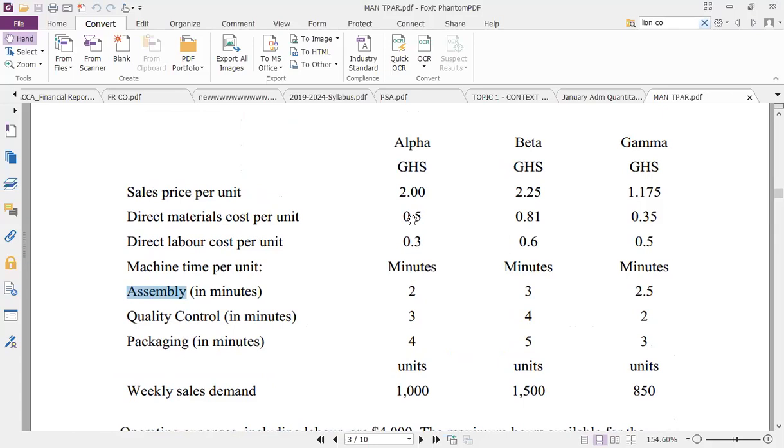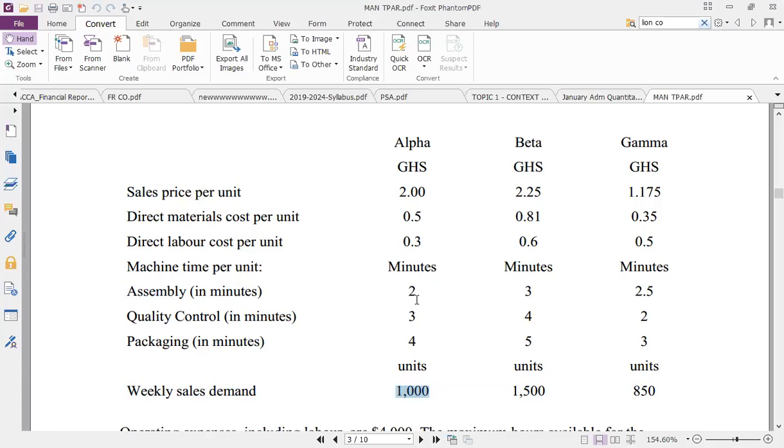So if I need 2 minutes to complete a unit of alpha, how many minutes will I spend in total? Meanwhile, the demand is for 1,000 units of alpha. So I'll multiply 1,000 by 2 minutes. It will give me 2,000. So to be able to assemble all the 1,000 units, I need 2,000 minutes.